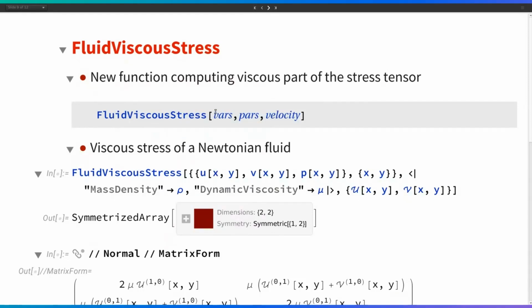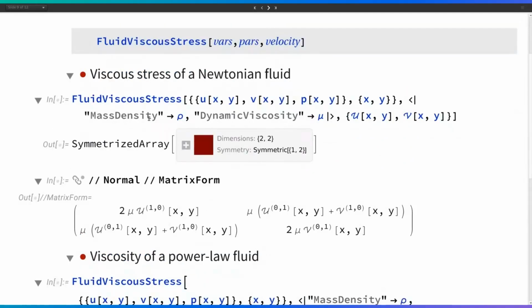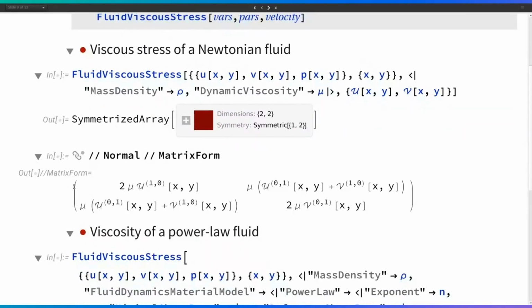It has the same arguments as the fluid viscosity. So first we have the variables, parameters, and then we have the velocity. Here we have an example for Newtonian fluid. Once again, the variables and parameters are the same as that the fluid flow PD component uses. The output of the fluid viscous stress is a stress tensor, which is symmetric. So the output is a symmetrized array. And here we can see it in the matrix form.